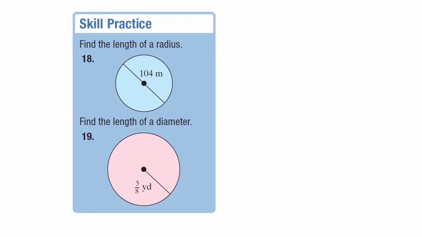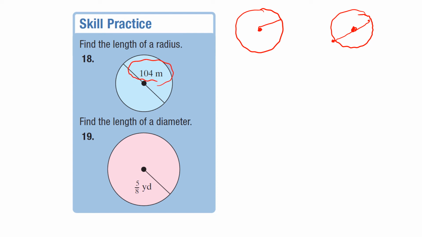Here we're working with circles, and the length of the radius is that length from the center of the circle to a point on the circle. And the length of a diameter is going to be twice the radius. The diameter connects 2 points on the circle and goes through the center of the circle. So if we have a diameter of 104 meters here in number 18, then the radius is going to be 104 divided by 2 because the radius is half of the diameter, so it's going to be 52 meters.